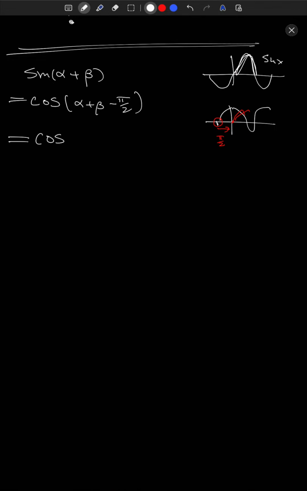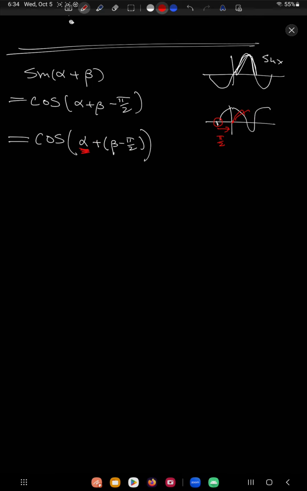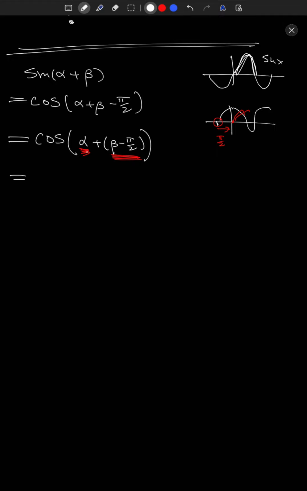This is equal to cosine of alpha plus, and then I'm going to group the beta minus pi over 2 into a single entity, so that essentially the way I'm looking at this is cosine of one thing plus a second thing, right? And the cosine identity that we know tells me that if I have cosine of one thing plus a second thing, I can break that down into cosine of the first thing times cosine of the second thing minus sine of the first thing times sine of the second thing.